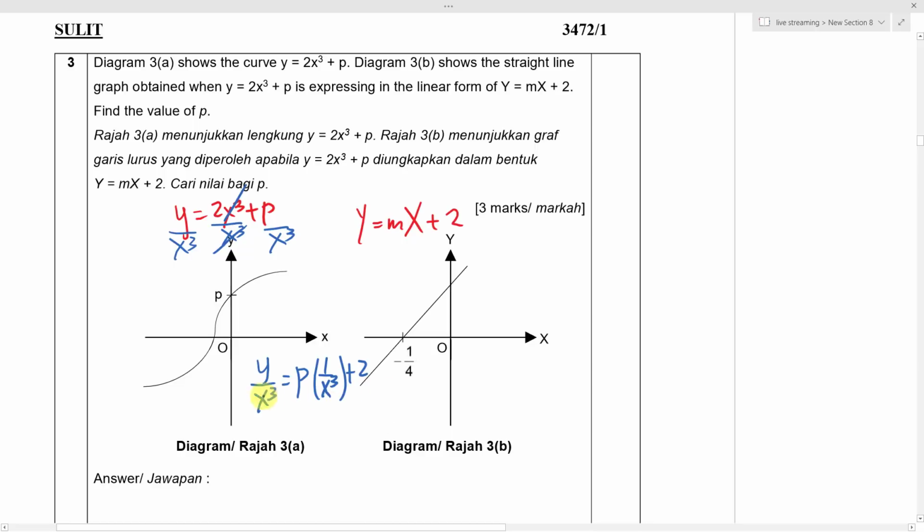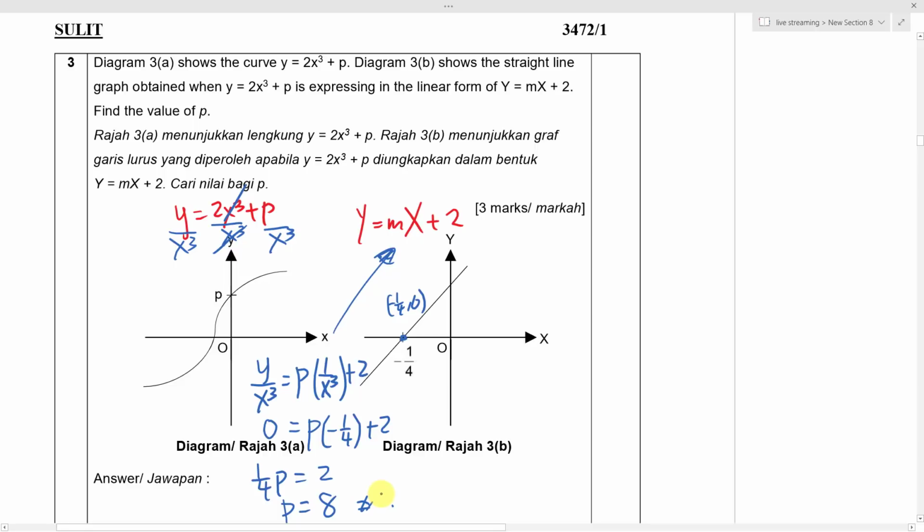Because of this, I know this equation actually is the same as this equation. And we have one coordinate for us. This is the x-intercept, which is (negative 1 over 4, 0). Then I will substitute in this coordinate to help me find p. So my y is 0, my p is just p, the gradient is negative 1 over 4, plus 2. So I got 1 over 4 p equals 2, my p equals 8.